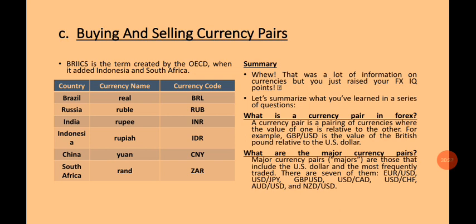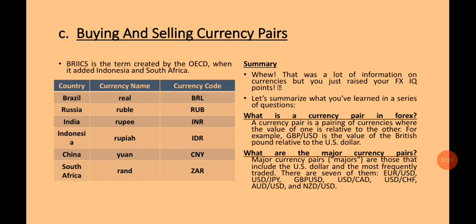So, summary. That was a lot of information on currencies that just raised your forex IQ points. So let's summarize what you've learned in a series of questions. What is a currency pair in forex? A currency pair is a pairing of currencies where the value of one is relative to the other. For example, British pound US dollar is the value of the British pound relative to the United States dollar.